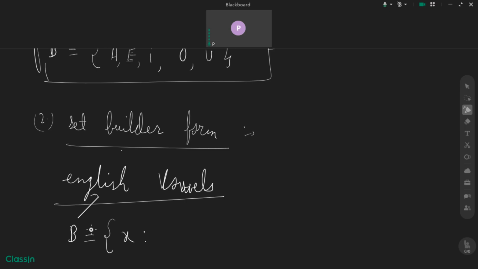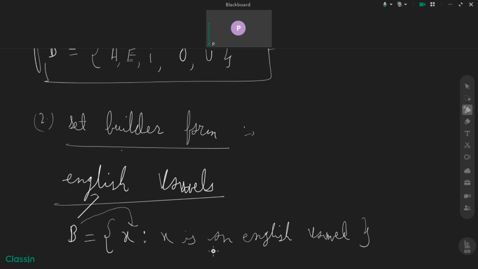I will represent this set not directly using the elements, but by a variable X. Now I will write the property this set represents, which is satisfied only by those elements. So B is the set of all X, such that X is an English vowel. So this X represents an English vowel. I will just close it.